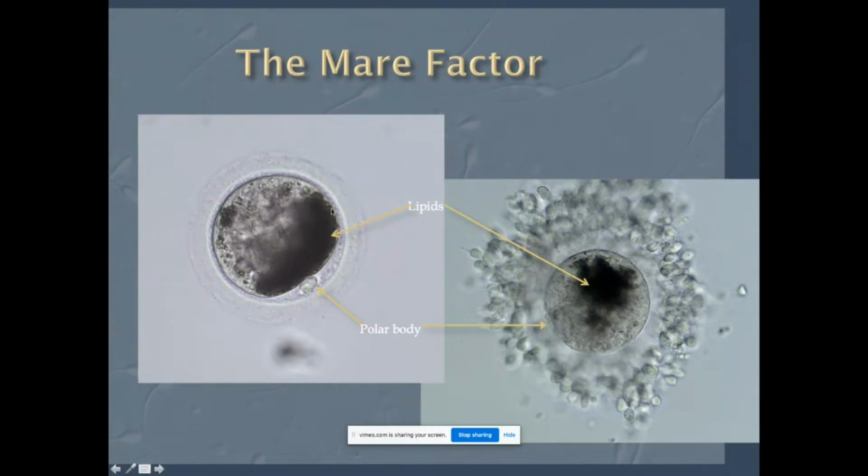We have the dark areas and light areas. The dark areas are where there's an accumulation of lipids. You'll also see there's some perivitelline space. Typically, the very juvenile oocyte is a little bit larger, totally expands and fills the perivitelline space. The oocyte on the right has a little perivitelline space, so probably was at a younger stage in its journey through the ovary when it was recovered and matured. Both are beautiful oocytes, and based on their appearance, should work very well.